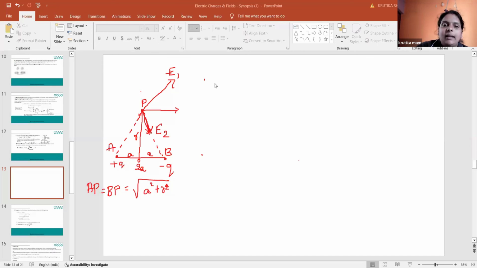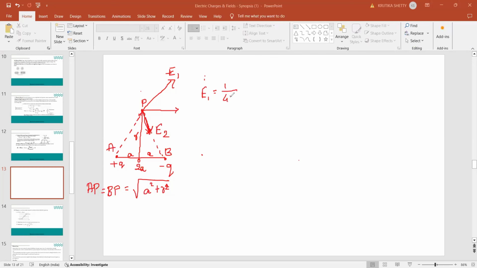But here the angle concept will come later. Okay, so now the next step is, so what we are going to do is, E1 is equal to 1 upon 4 pi epsilon naught Q divided by, so E1 is due to plus Q charge. So therefore this will be AP square. So you can substitute the value of AP square. The AP square value is written as what? A square plus R square. This is my equation 1.